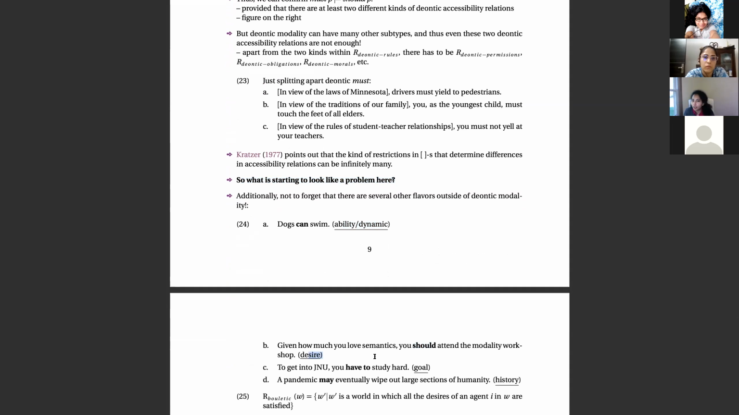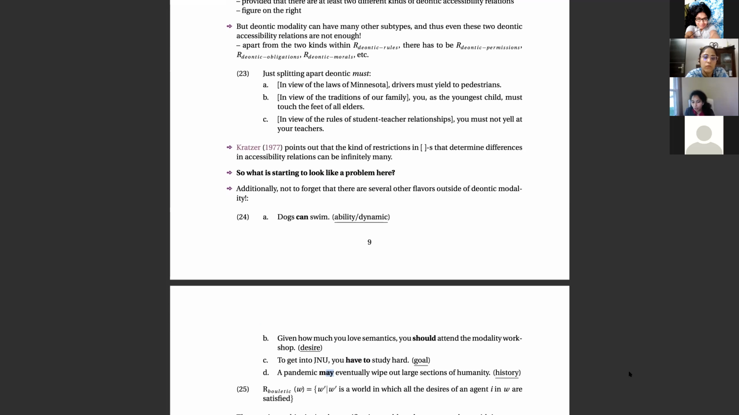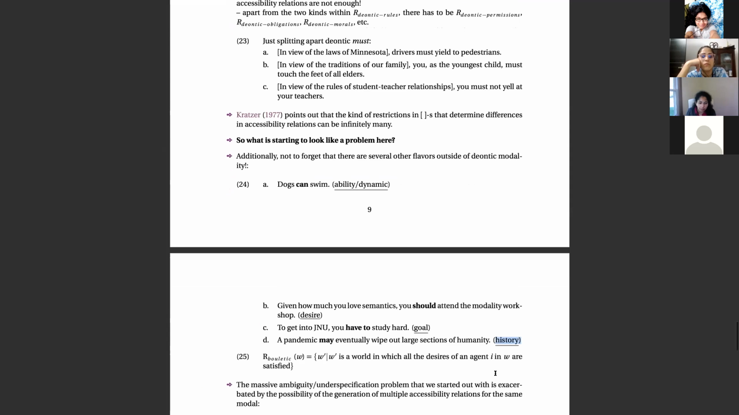So that's a desire. Then to get into JNU, you have to study hard. That's a goal. Reading of "have to." A pandemic may eventually wipe out large sections of humanity. The history is happening now, but it's a historical reading of that model, right? So now you have all of these other things to worry about. So imagine how many accessibility relations you are possibly able to generate with the system.